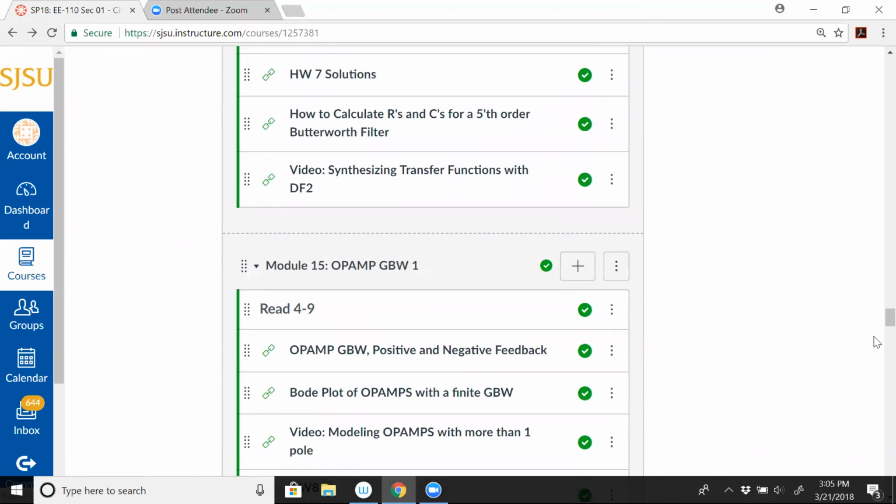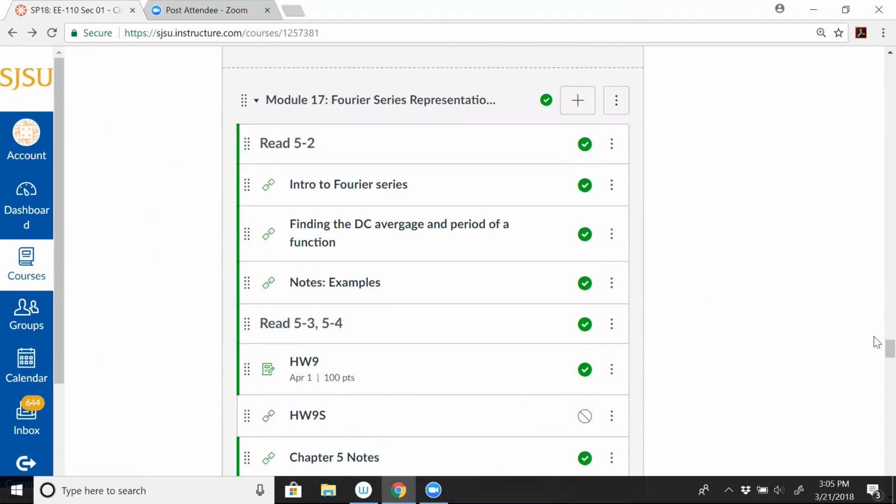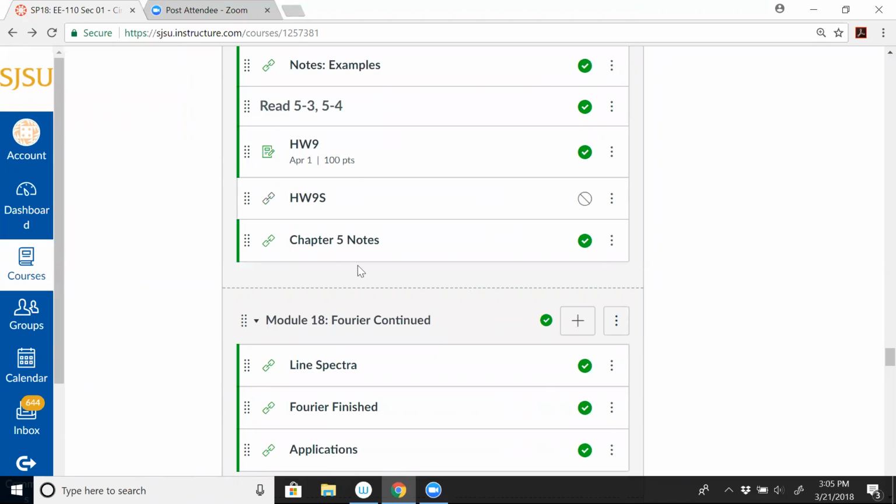Now today, yeah, we'll start with the Fourier series, right? And so we have an introduction, finding the DC average, some notes and examples. There's the homework. I put the chapter 5 from the book last because it's all the information, it's accurate, but I don't know if we need it all, right?